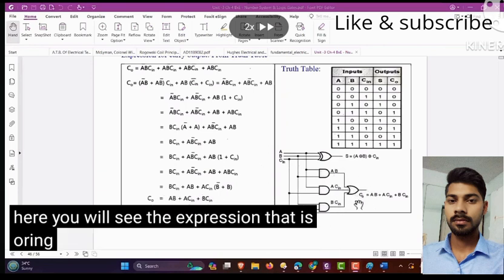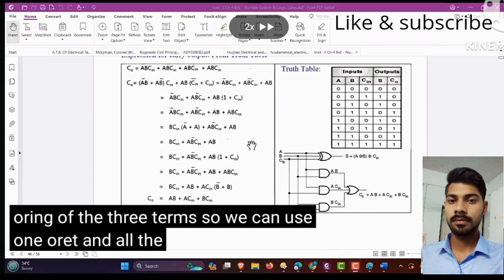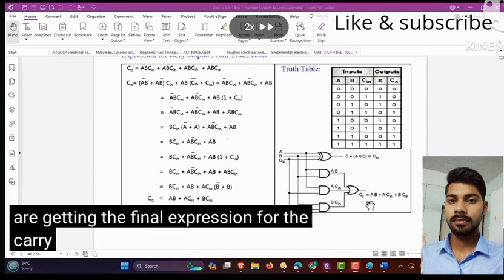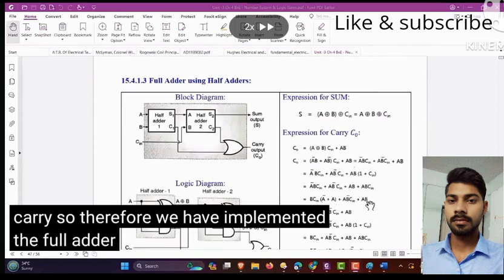You will see the expression is the ORing of the three terms. So we can use one OR gate for all three terms, and we are getting the final expression for the carry. Therefore, we have implemented the full adder for 3-bit addition.